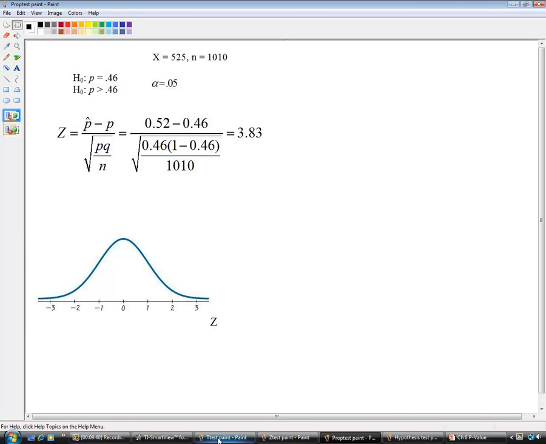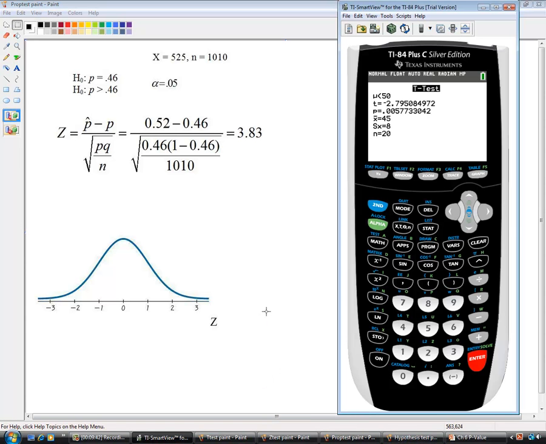And finally, this was the proportion test we ran. We're looking for strictly greater than, so stat tests, 1 prop z test, number 5. There's one proportion, and it's a z test. The proposed value is 0.46, x is 525, n is 1010, and we want greater than, so this needs to be changed.